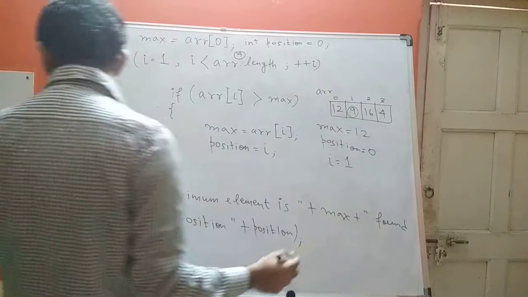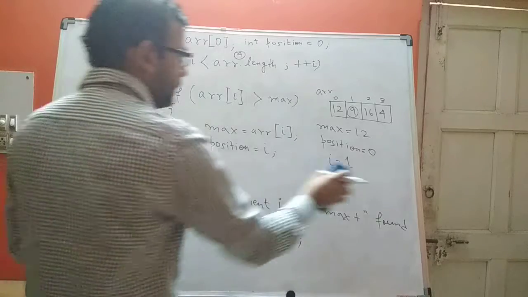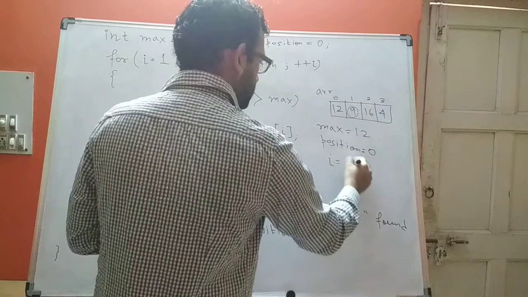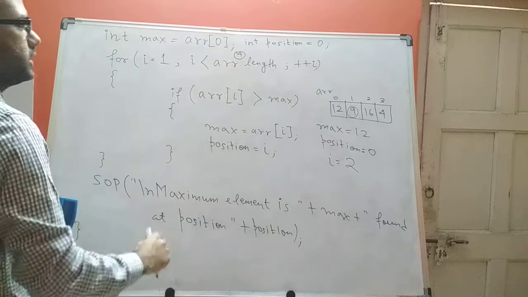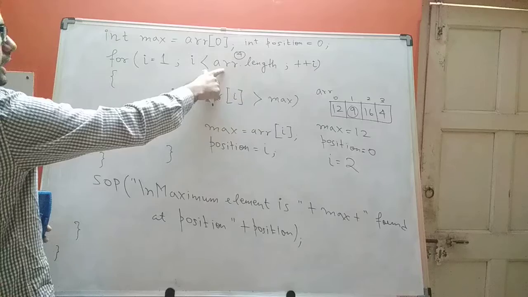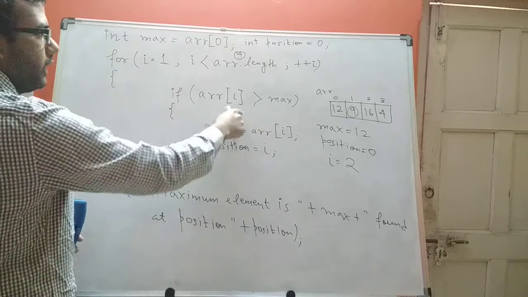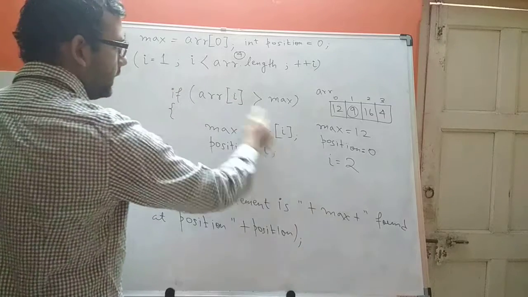Now I will change from 1 to 2. I changes to 2. Now again you check the condition. Is the condition satisfied? Yes, the condition is satisfied because 2 is less than 4. So you come inside. ARR of I. What is ARR of I? ARR of I is ARR of 2.